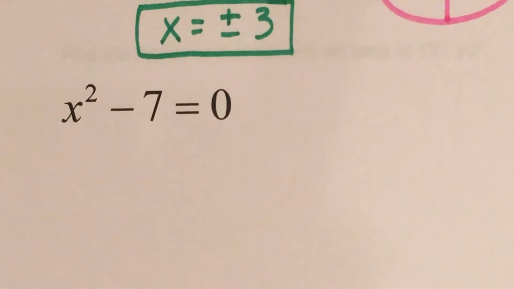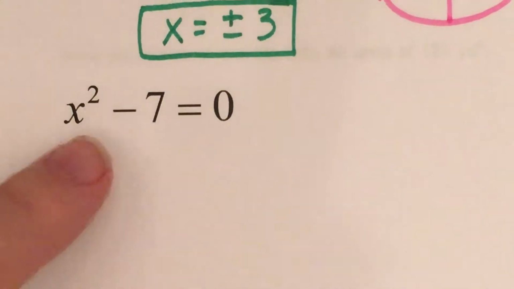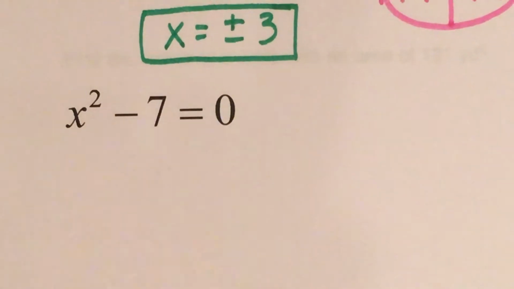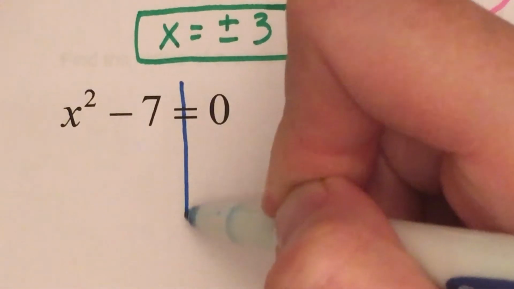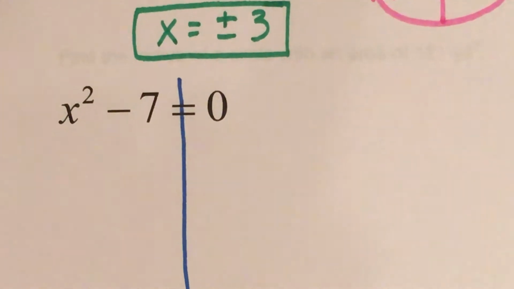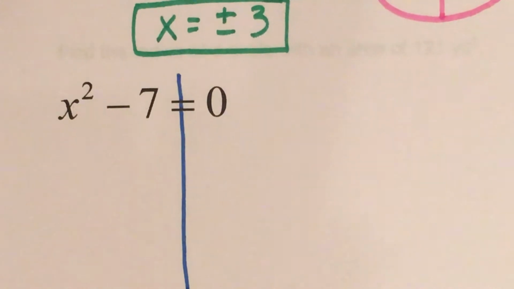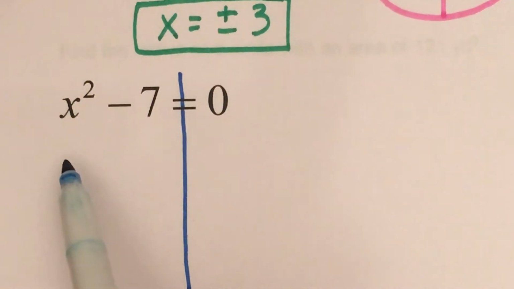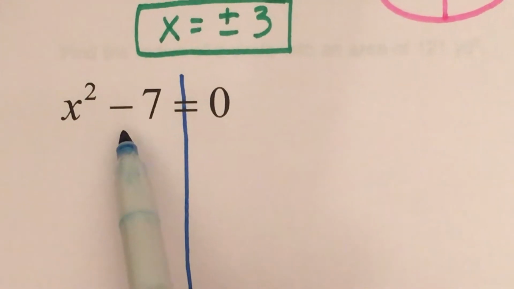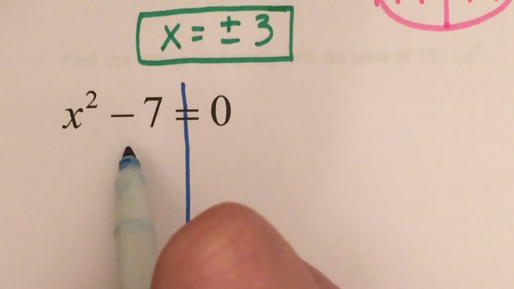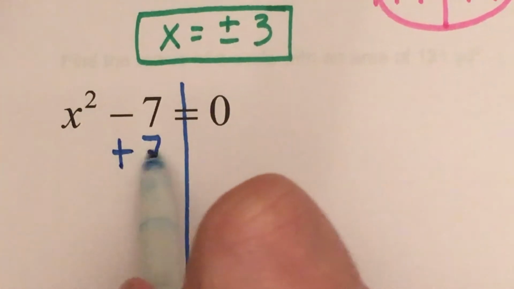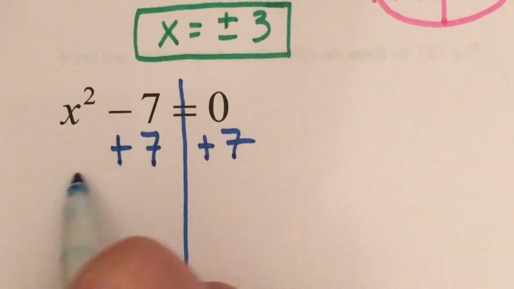Okay, in our next problem, we have x squared minus 7 equals 0. So again, we start this just like we always do. Draw the river, and let's begin the process of getting x alone. So we need to do what to get rid of this 7? Do its opposite. Let's add 7 to both sides.